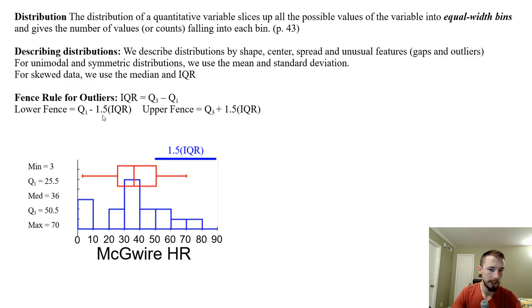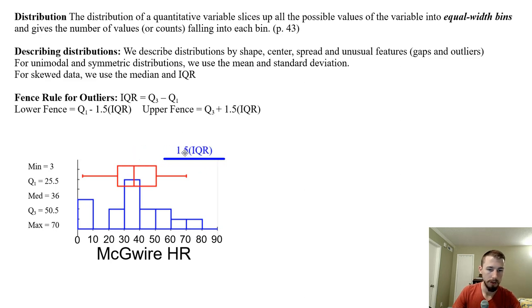And then we subtract 1.5 times the IQR from the first quartile and add it to the third. So if this is our interquartile range, which is the width of the box, we do 1.5 times that width, add it to the third quartile, and subtract it from the first quartile, which will be a negative value. Notice your minimum and your maximum are within the fences, and so there are no outliers on this one.